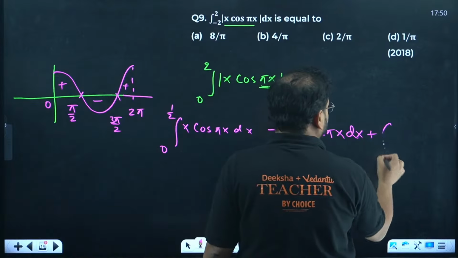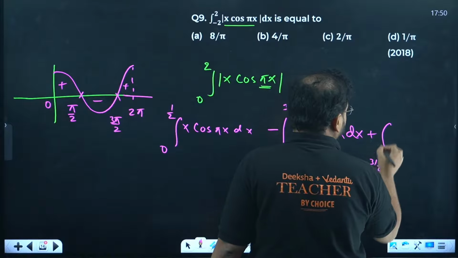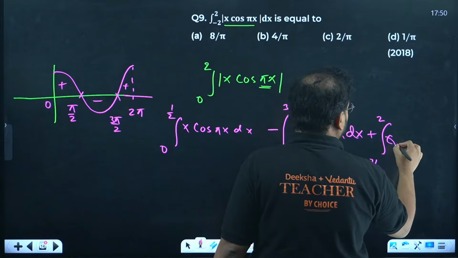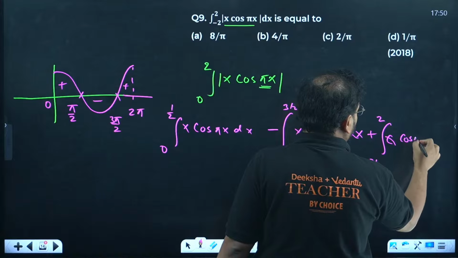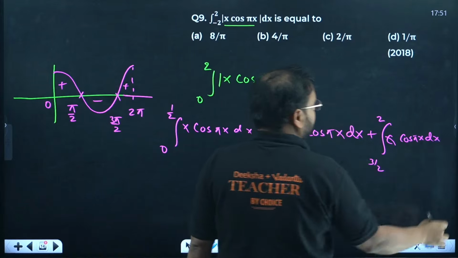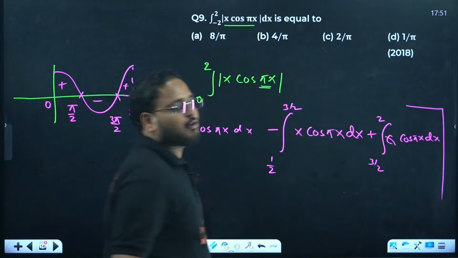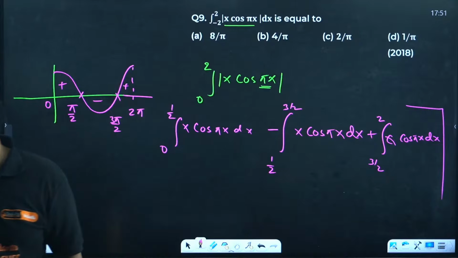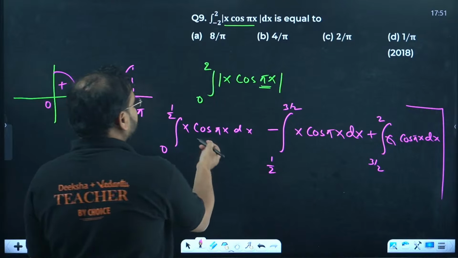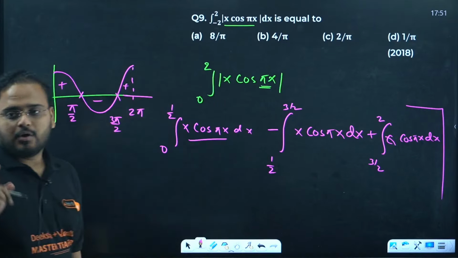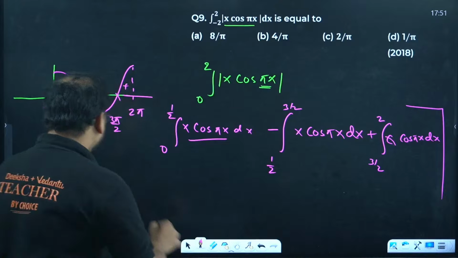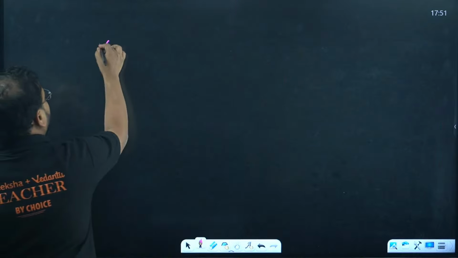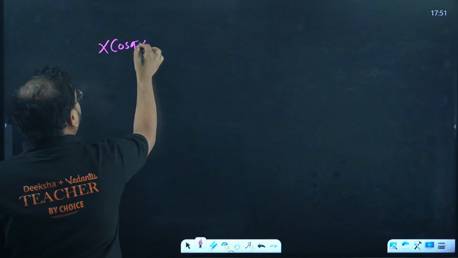Again over here, the last one is 3 by 2 to 2. Again we have x cos pi x dx. Please integrate from here. Can you not integrate this x cos pi x? You only have to use it once, you can do it by parts right now. Check here, we have x cos pi x, sir.